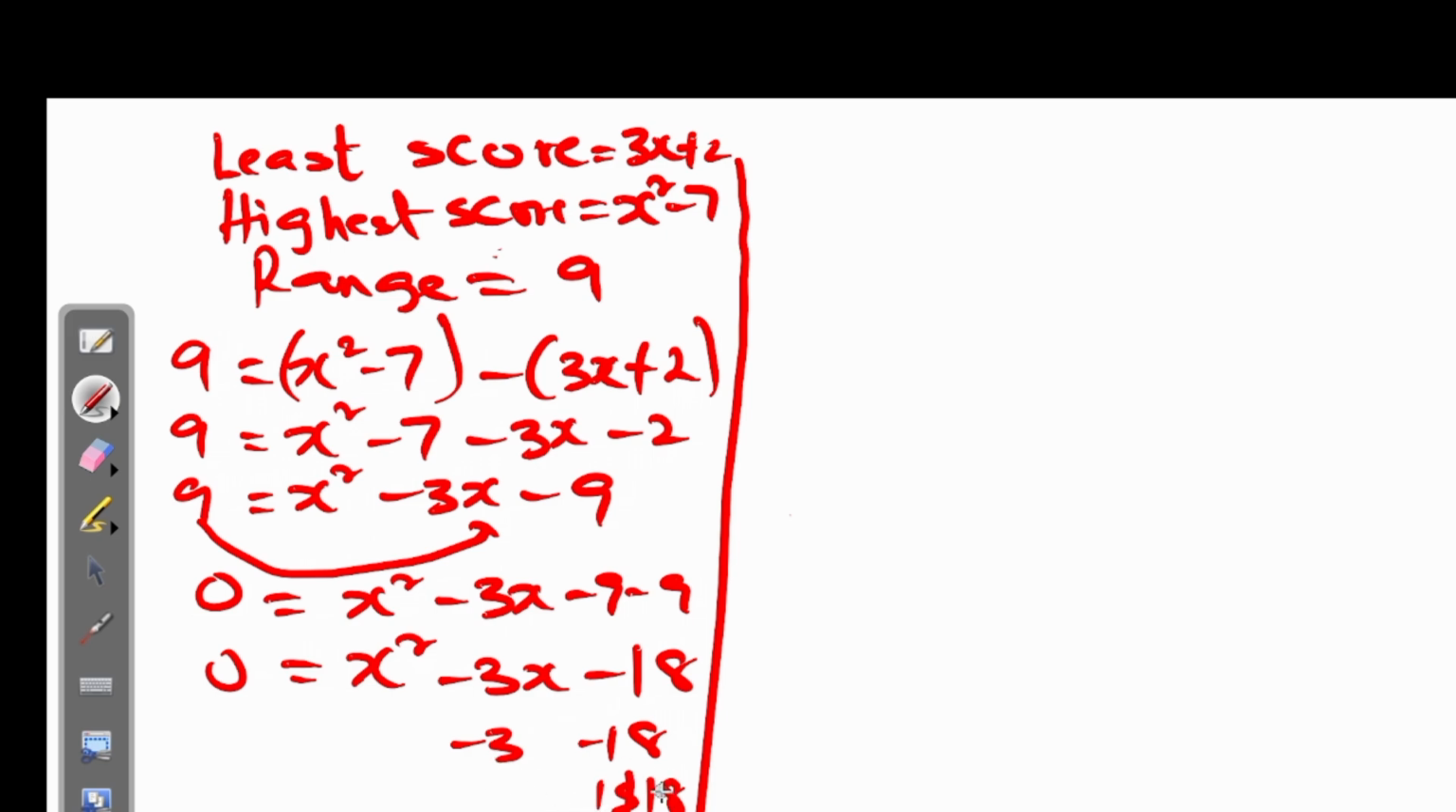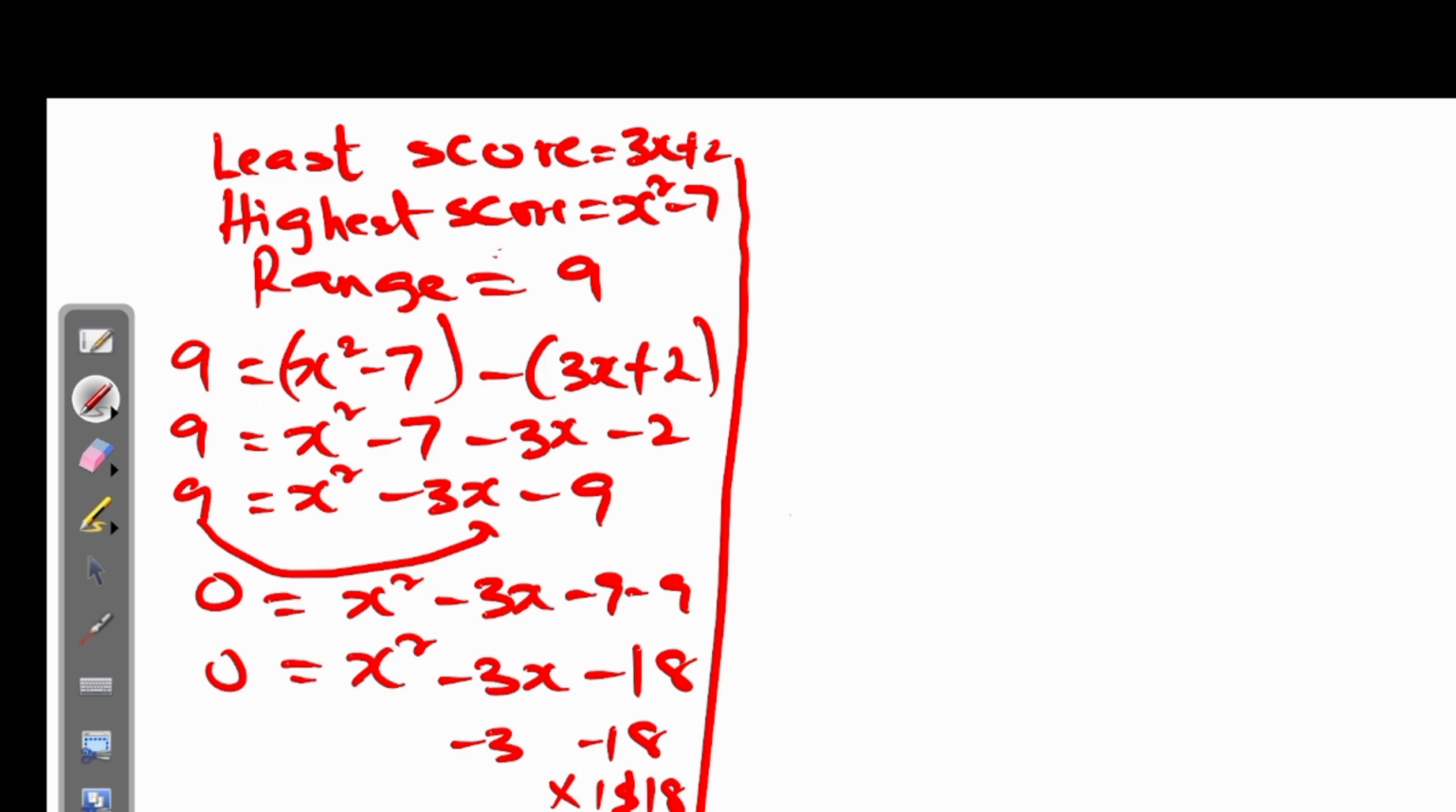1 plus 18 is 19. 1 minus 18 is minus 17. 18 plus 1, 19. 18 minus 1, 17. So this one is out. Let's try this one. 2 plus 9, 11. 2 minus 9, minus 7. 9 minus 2, 7. 9 plus 2, 11. So it does not work.